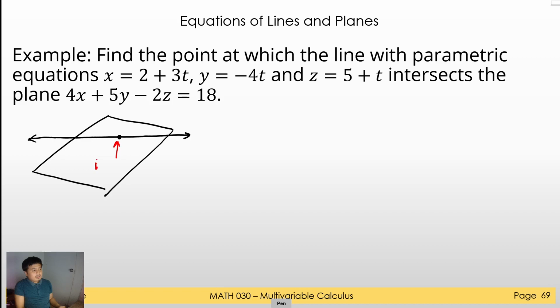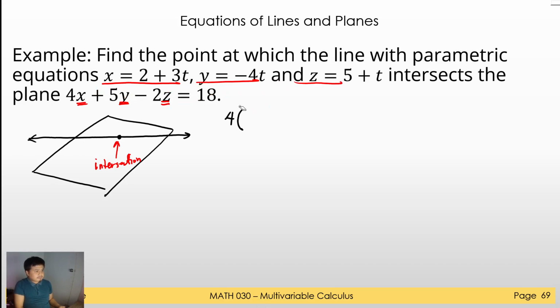I don't have a notation for intersection. So how do we find this intersection? The intersection is when the x, y, and z values are equal. So what we can do here is substitute the parametric equations for each of these variables, x, y, and z. We can substitute this x into here, this y into here, and then the z is equal to here.